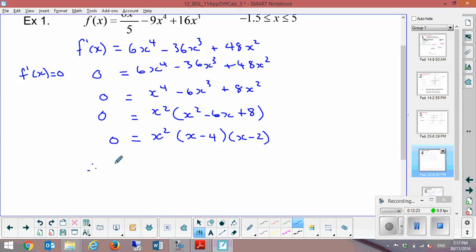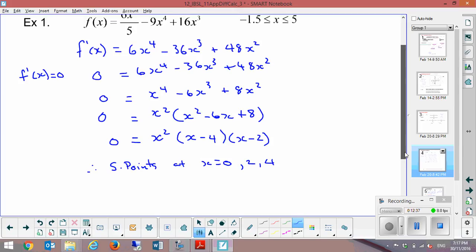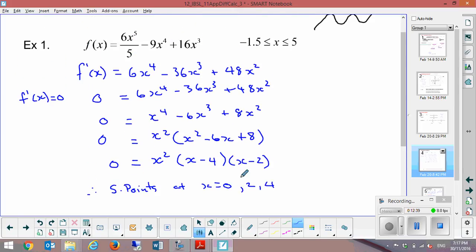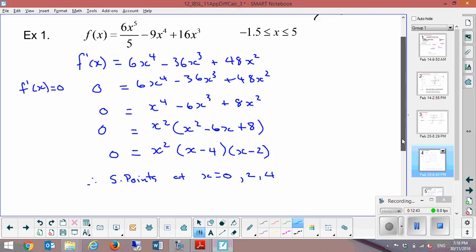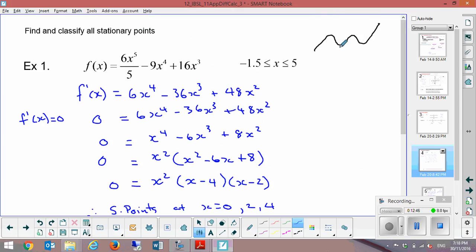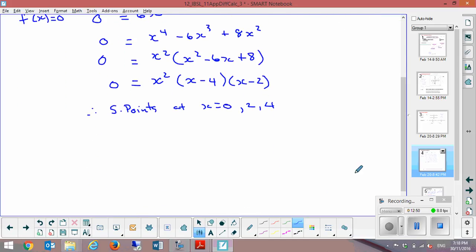Therefore, we have stationary points at x equal to 0, 4, and 2. So that's where we're getting all our stationary points. So immediately we're going, well, we've only got 3 stationary points. Our graph can't look like this, because this should have 4. So there's something strange happening in this one.